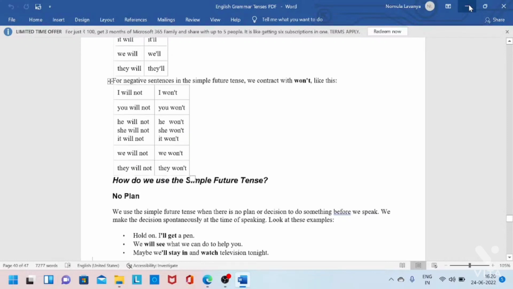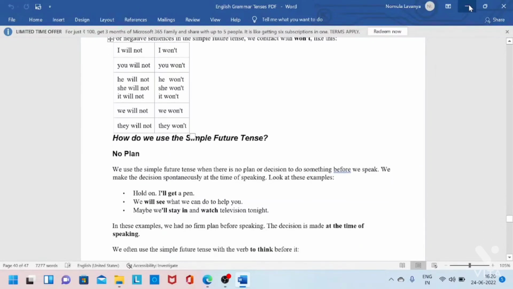And in simple future tense, how will we use this? No plan. We use simple future tense when there is no plan or decision to do something before we speak. We make the decision spontaneously at the time of speaking. Look at these examples. Hold on, I will get a pen. We will see what we can do to help you. Maybe we will stay in and watch television tonight. So these are all simple future tenses. There is no plan for this, it is sudden, spontaneous acting. In these examples we had no firm plan before speaking. The decision is made at the time of speaking.